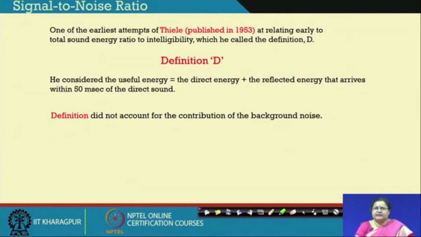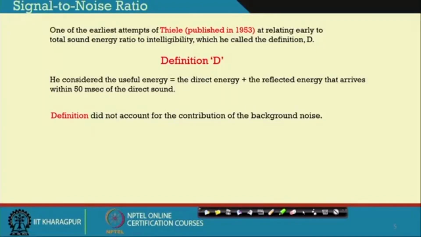Here we see that Thiel, another scientist, worked and defined another term called definition, D. Though these are not much in use, as a background I am just giving you the essence of it. He only considered that the useful energy is the direct energy, whatever the source is generating, and the reflected energy that arrives within 50 milliseconds. In this particular concept, the definition, he never accounted the background noise in the whole thing.